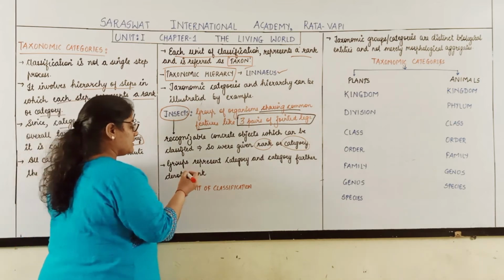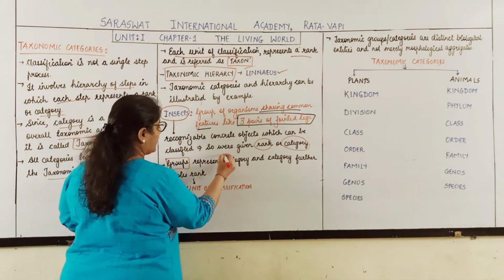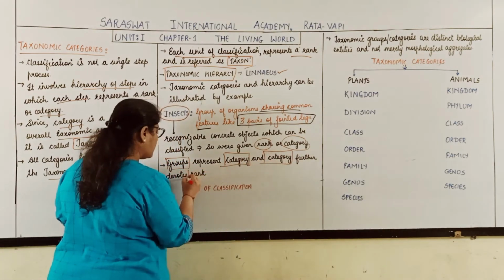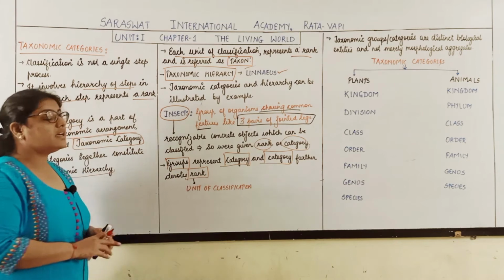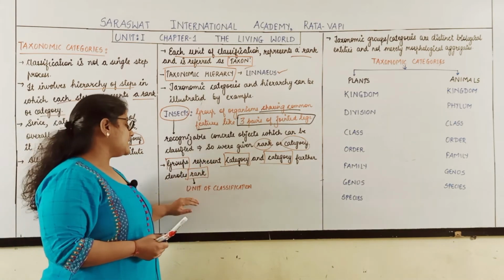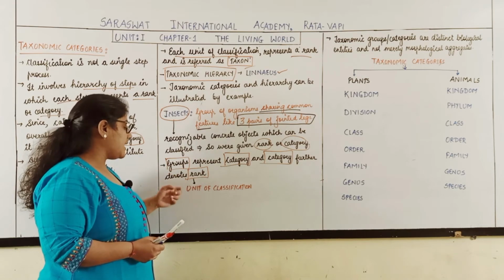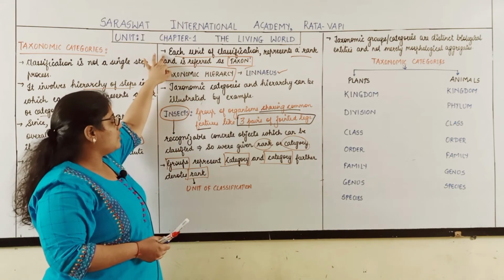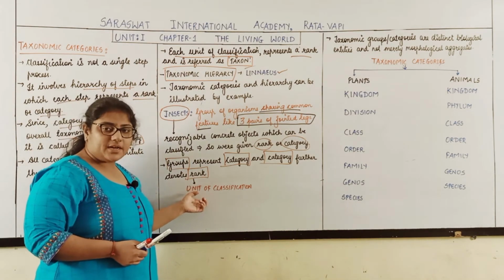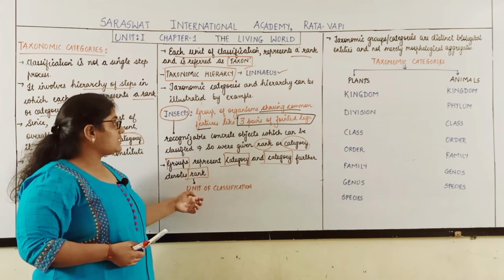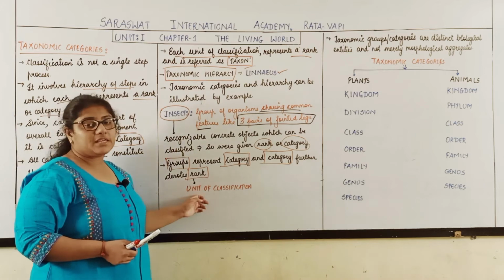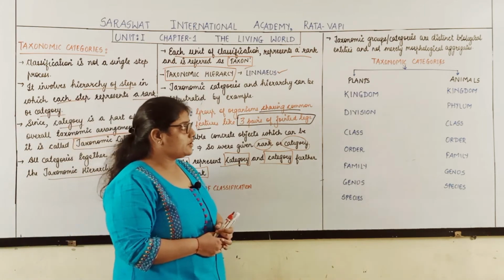Now students, the groups represent a category, and this category further denotes what? It denotes a rank. The group represents the category, and the category refers to the rank, and it is the rank which is called the unit of classification. Category or rank, what is it called? It is called a unit of classification, and scientifically it is called a taxon.